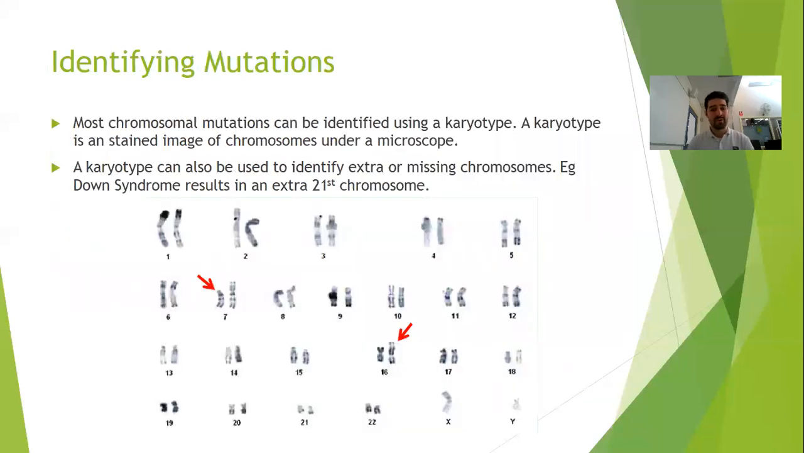So chromosomal mutations, because they're much larger scale, we can identify them using a karyotype. And this is just a stained image of a chromosome under a microscope. So you can see here, for example, that part of this chromosome 7 has been missing, but there's an extra part gained on chromosome 16. So this would be an example of a translocation from chromosome 7 to chromosome 16. So this is one way of identifying some of those big block errors.